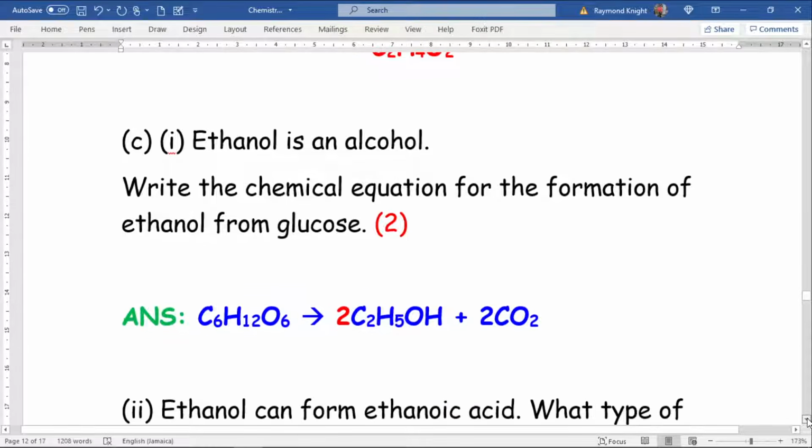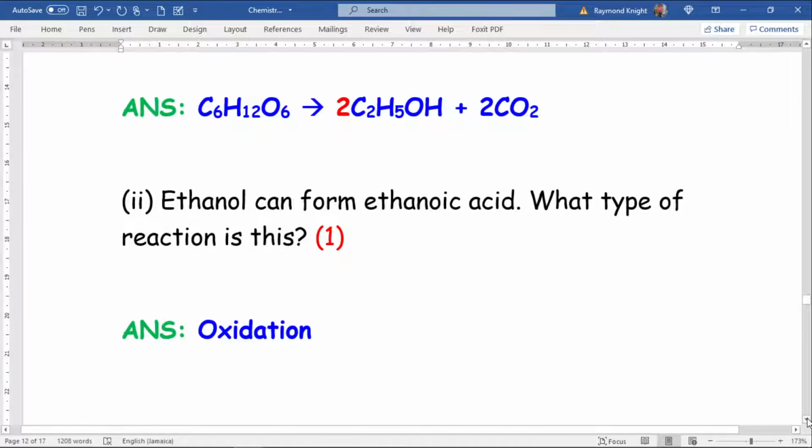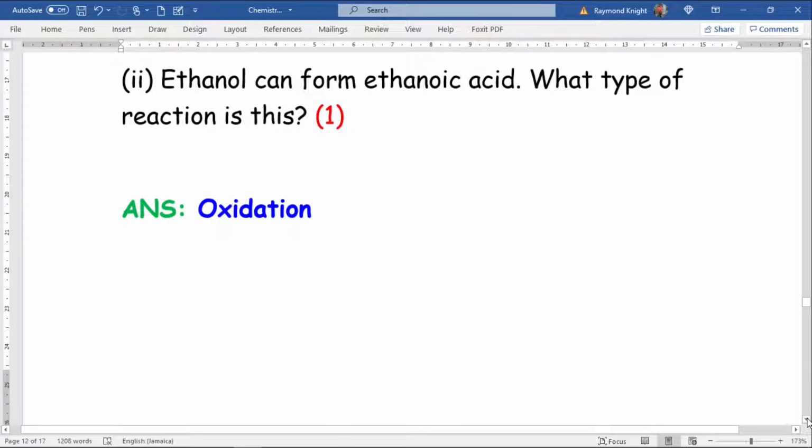All right, great. Now, ethanol can form ethanoic acid. What type of reaction is this? To form ethanoic acid from ethanol, you're going to oxidize it. You're going to add some oxygen to it, and once you add oxygen, it becomes acidic. This process may even take place when you're making alcohol. If you expose the alcohol to oxygen, then bacteria will enter it and start to respire and oxidize the alcohol, forming vinegar.